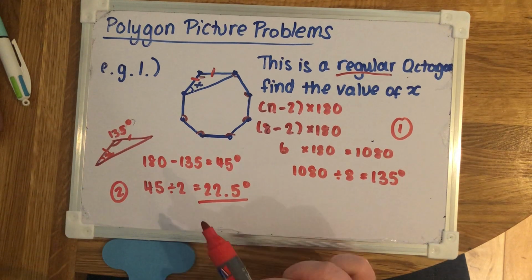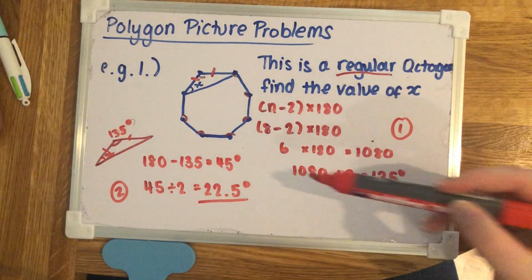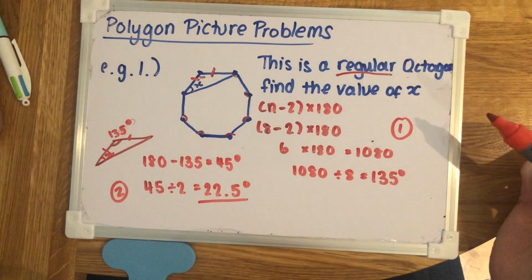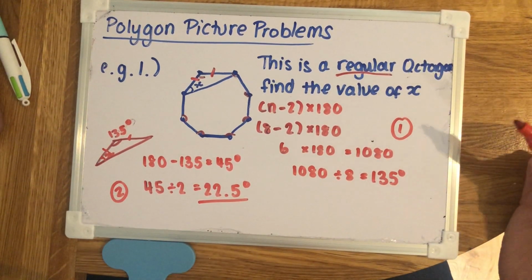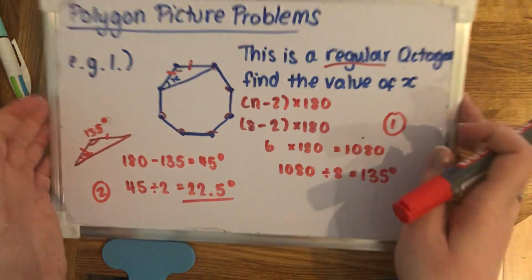Yep, so step 2 was just focusing on the triangle. So you're still going back to the key rules that we've done before. It's just using them in a different way. So yeah, let's turn over. Next one.